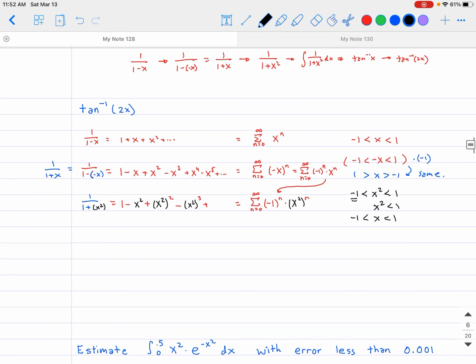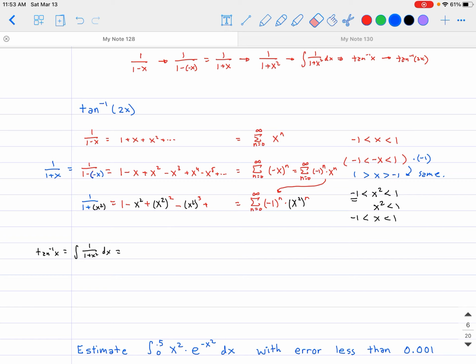Okay, we're almost there. The next part is to take the integral of it. So the integral of 1 over 1 plus x squared, that right there is going to give us the tangent inverse that we're looking at. So we're almost done. This part is where you have to be careful. Now we're going to take the antiderivative, so let's do it one term at a time, okay?